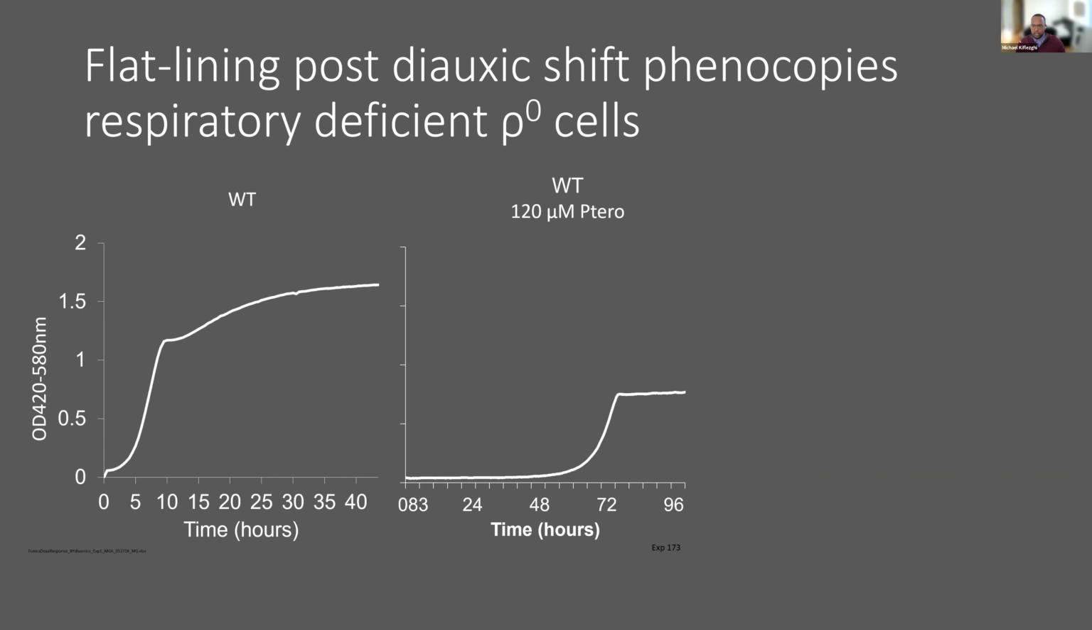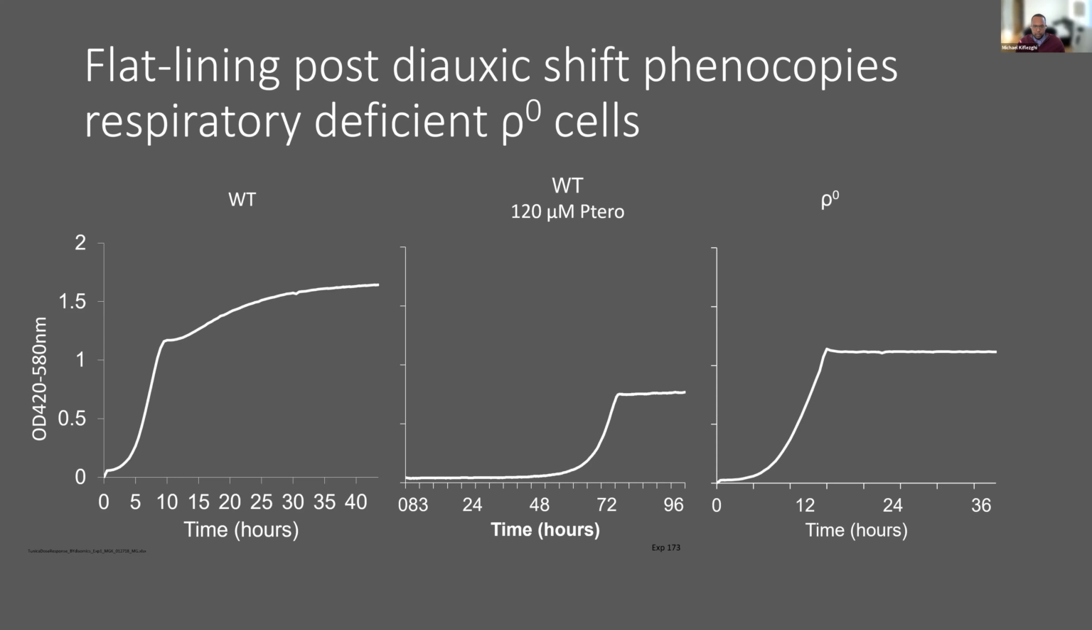To test the idea that the flatlining is associated with impaired respiratory capacity, I grew a rho 0 strain of yeast in the Bioscreen to observe its growth kinetics. Rho 0 cells are cells with depleted mitochondrial DNA. This specific strain was generated by exposing cells to the known DNA intercalator ethidium bromide, which is an established method of generating respiratory deficient cells. In the Bioscreen, I observed the post-diauxic shift flatlining in the rho 0 cells, bolstering the idea that this phenotype is an indicator of impaired respiratory capacity.